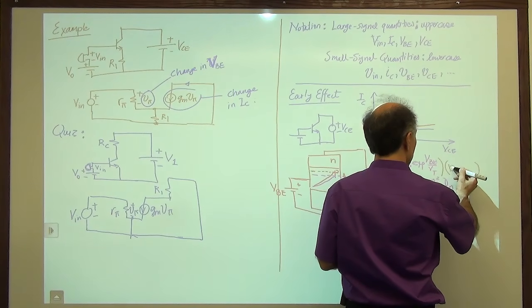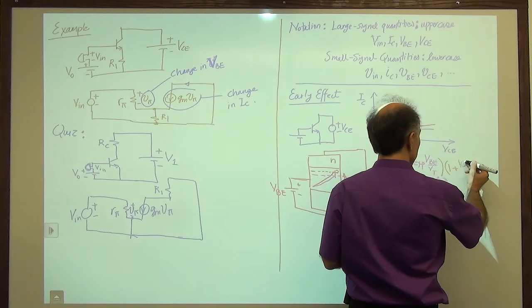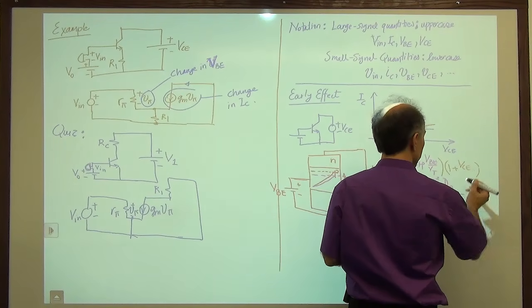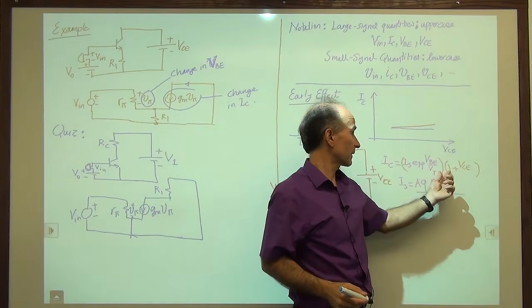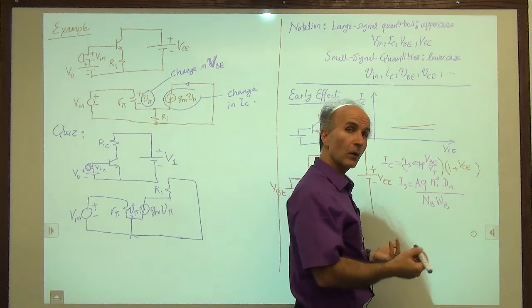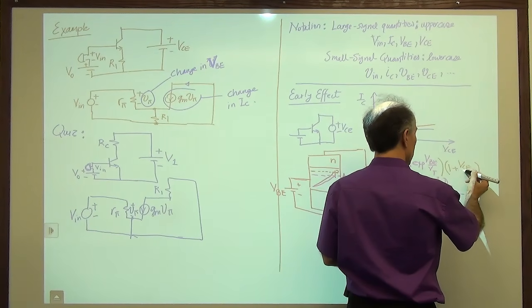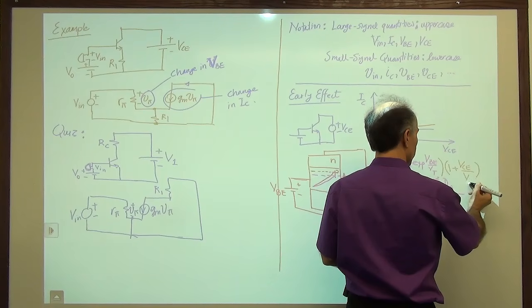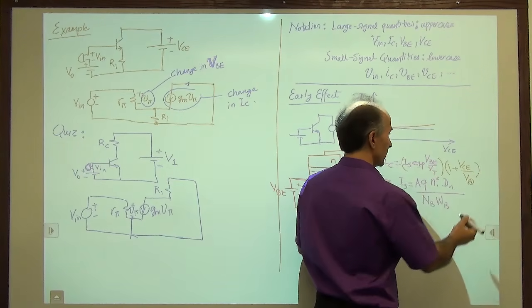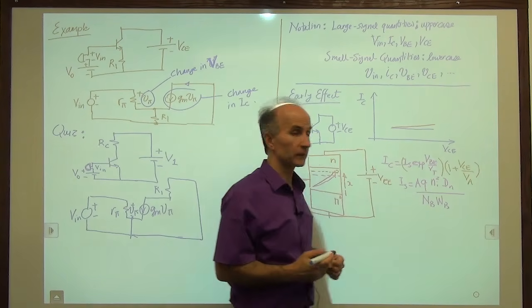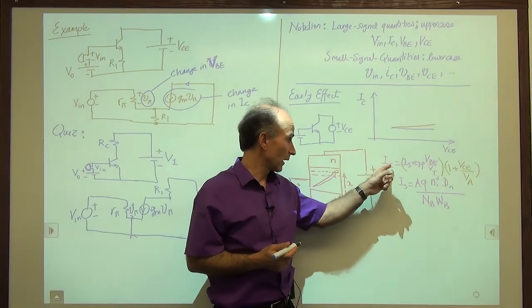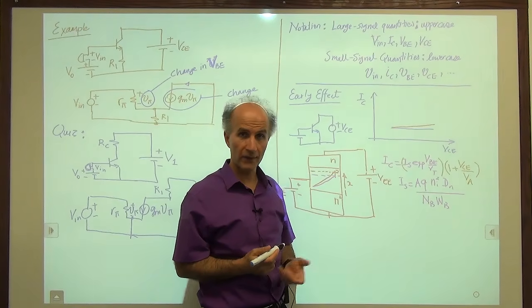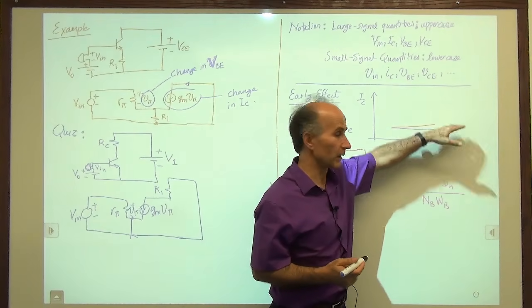I will write 1 plus VCE. Now that's not going to work because this is a voltage quantity, this doesn't have a unit. So I have to put a coefficient here, and that coefficient will be of this form: VCE over VA, V sub A. Now you can see that as VCE increases, IC increases. And the increase is linear, so it goes up linearly.